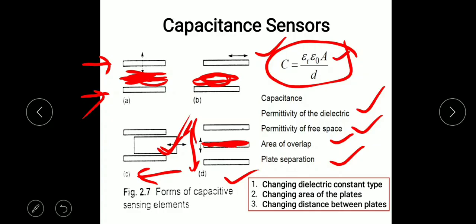And the third type is changing the distance between plates, that is D. Changing the value of D, we can calculate capacitance, and according to that we can determine displacement, that is we can reduce or increase the distance between plates for determining displacement using a capacitive sensor. There are three methods for varying capacitance.